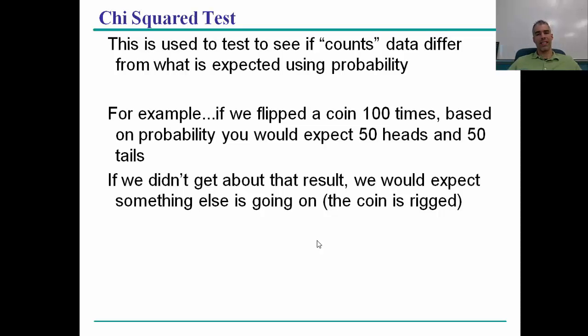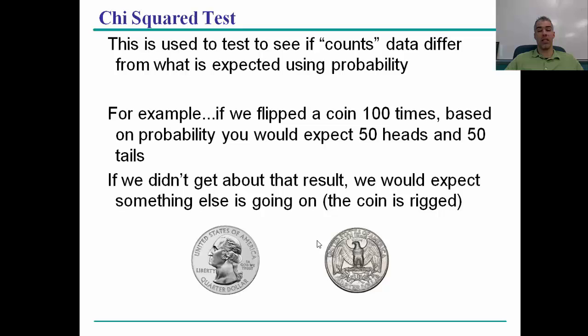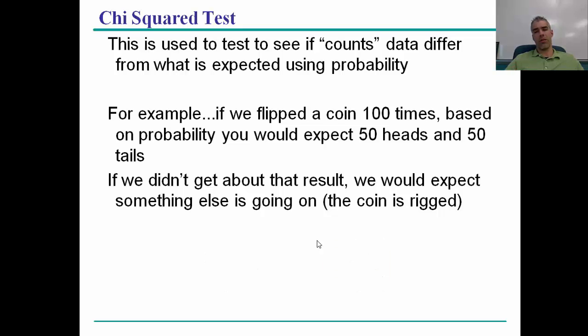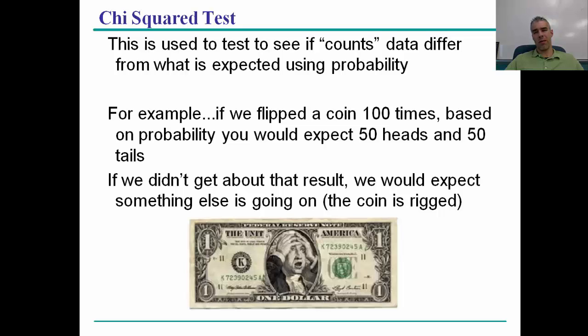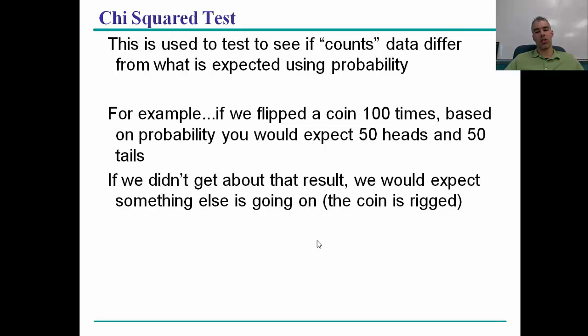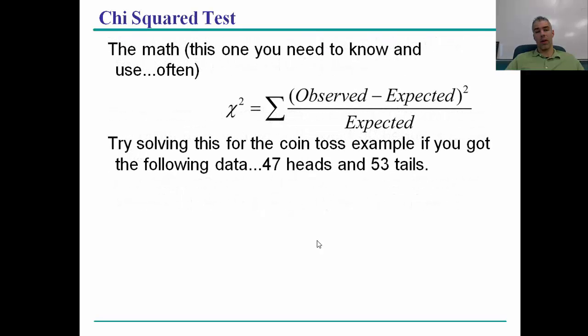The best example I can give you is if you flip a coin 100 times, you'd expect it to count going heads 50 times and tails 50 times. And if we didn't get that result, approximately, right, there's some leeway there. We could get 47 and 53. If we got like 25 and 75, we'd say something is up. That coin is rigged for some reason, because the chance of that happening is so tiny. So that's what the chi-squared tests: does it follow what probability would suggest, or is something else going on?